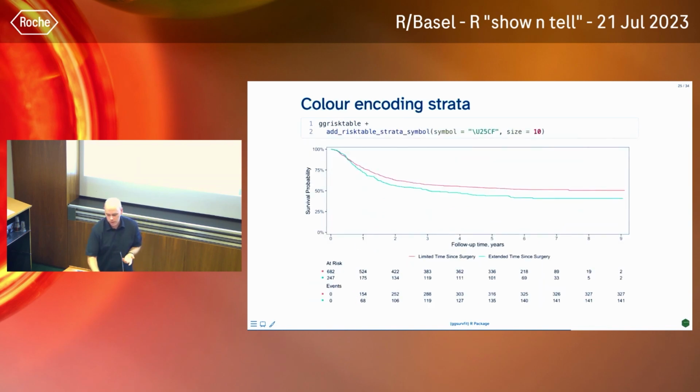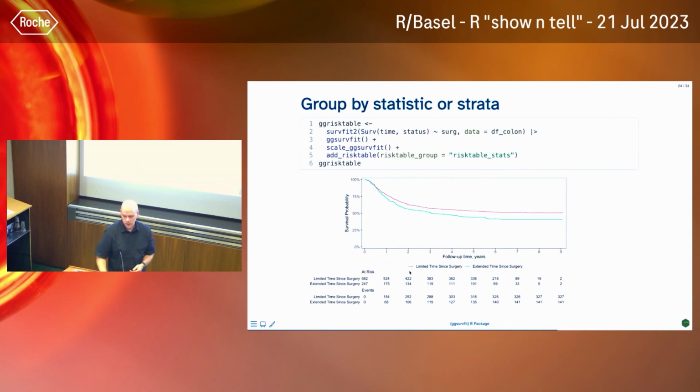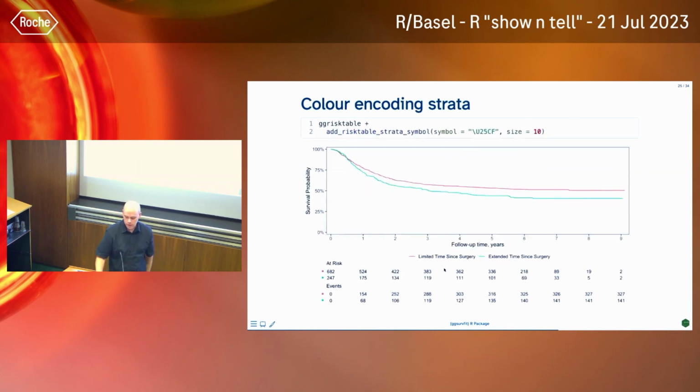Other things you can do, and you see this here, is ask: do I really want to repeat redundant information, say in the legend axis? You can use clever things here where I encode the risk table to use very simple symbols to indicate what the treatments are. So I don't need to spell out this treatment arm again. It's essentially redundant information. You can do clever things like this with this package.